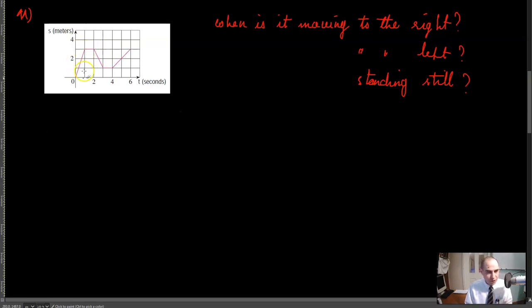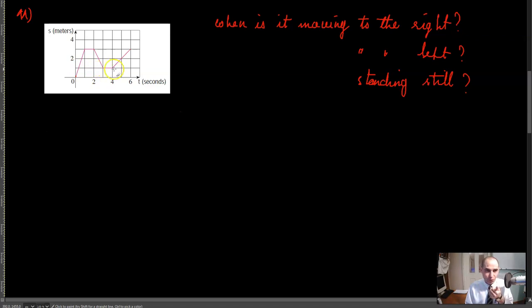In this interval that goes from 1 to 2 seconds, the particle is standing still because it's not changing its position. The position is 3 meters, and it remains at 3 meters all the way up to 2 seconds. Starting at 2 seconds, it starts moving towards the left, which is this choice over here, towards the left for 1 second, right? And ends up at 1 meter.